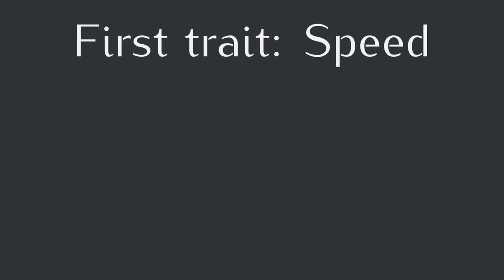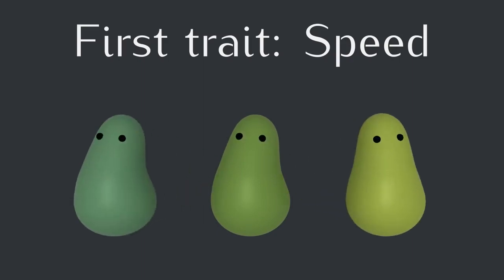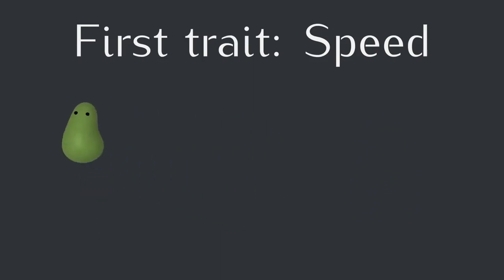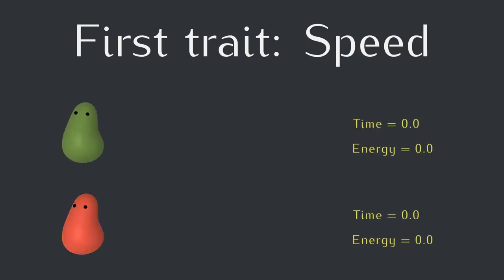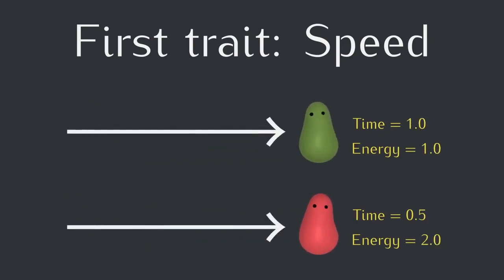Let's start out with one trait varying. Speed. Each time a creature replicates, there's a chance that a mutation will give the new creature a slightly lower or slightly higher speed. Speed is great because it allows you to beat other creatures to the food. But speed will also have a cost. Moving quickly is less efficient. If a creature's speed is doubled, it will cover a distance in half the time, but use twice as much energy to go that distance.